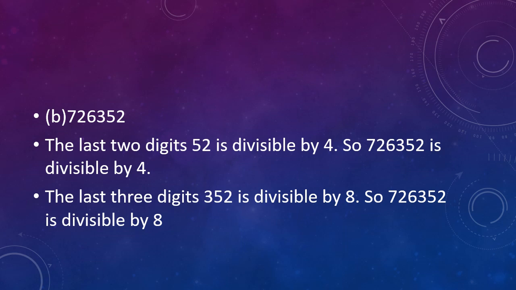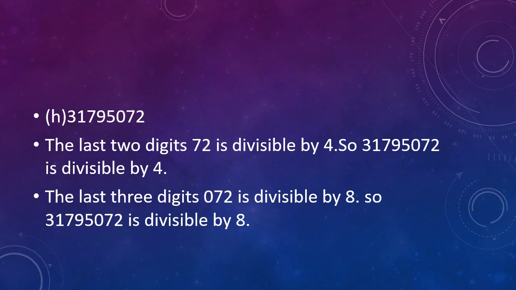B. 7,26,352. The last two digits 52 is divisible by 4. So the number is divisible by 4. The last three digits 352 is divisible by 8. So the number is divisible by 8.